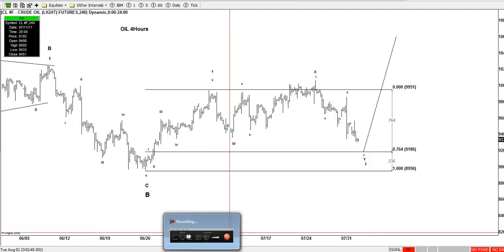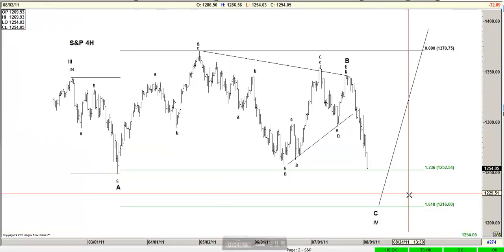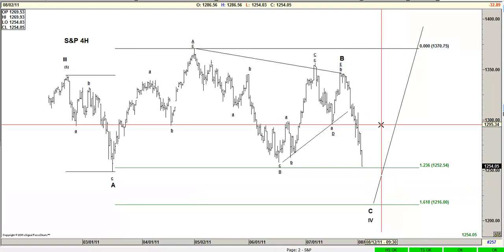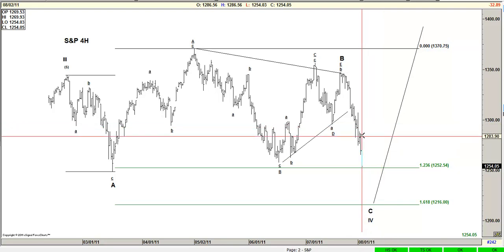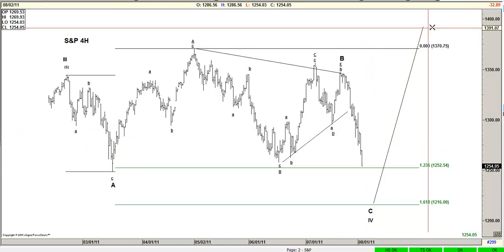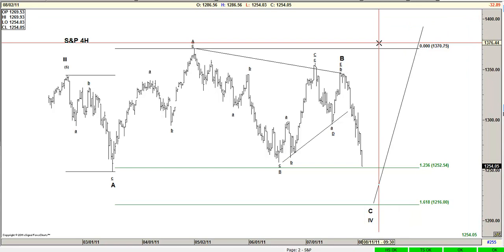Now let's move on to the individual pairs. Okay, on the individual pairs, let's start with the S&P. The start of the day. What a day, what a sell-off for the S&P. 33 points in the red, which makes me very suspicious of why oil didn't rally, why everything didn't rally.